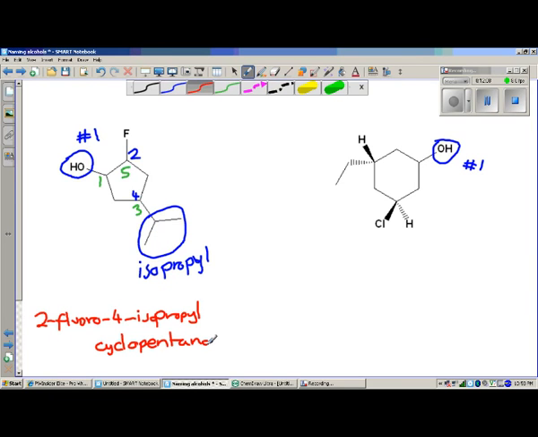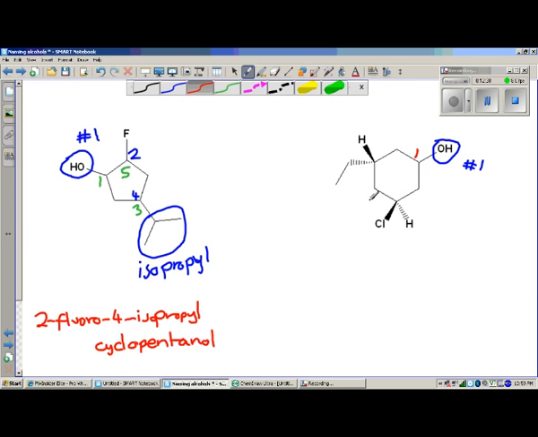You remember I said we did not put a 1 for the alcohol because it is assumed to be position number 1. And if we know that 2 and 4 are the positions of the fluoro and the isopropyl respectively, then we know that 2 and 4 must be relative to something else, and that something else is, of course, the alcohol. So it's always the way when you are naming cyclic alcohols that you assume this is carbon number 1 and you don't put it in the name.